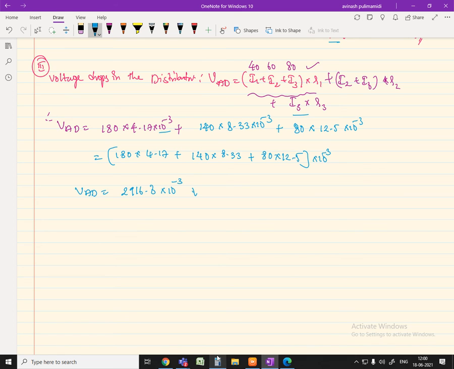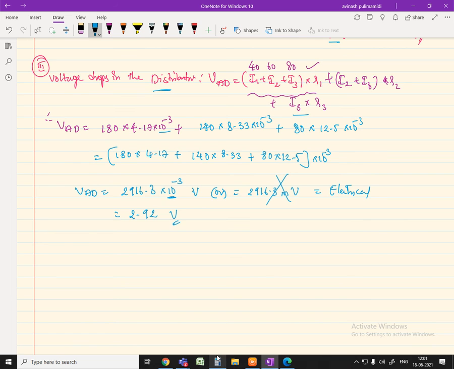volts, or this can also be written as 2.92 volts. Simply divide this complete value by 1000, then you get 2.92. Or else simply you can leave this. This can also be written as 2916.8 millivolts. But you can't take this milli value in electrical systems. In electrical there is no milli. We take only volts as the SI unit. So this is the voltage in the distributor.